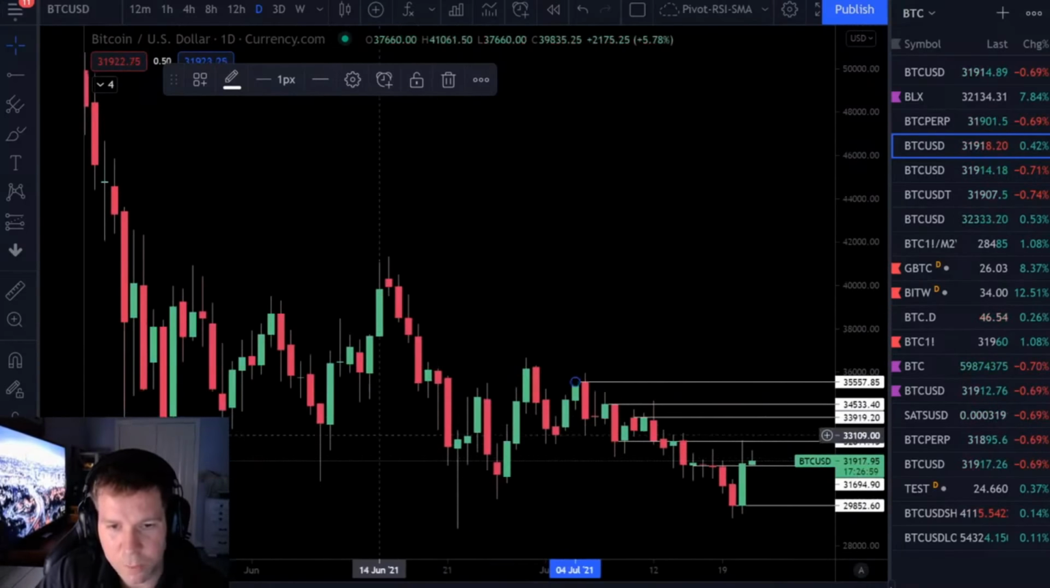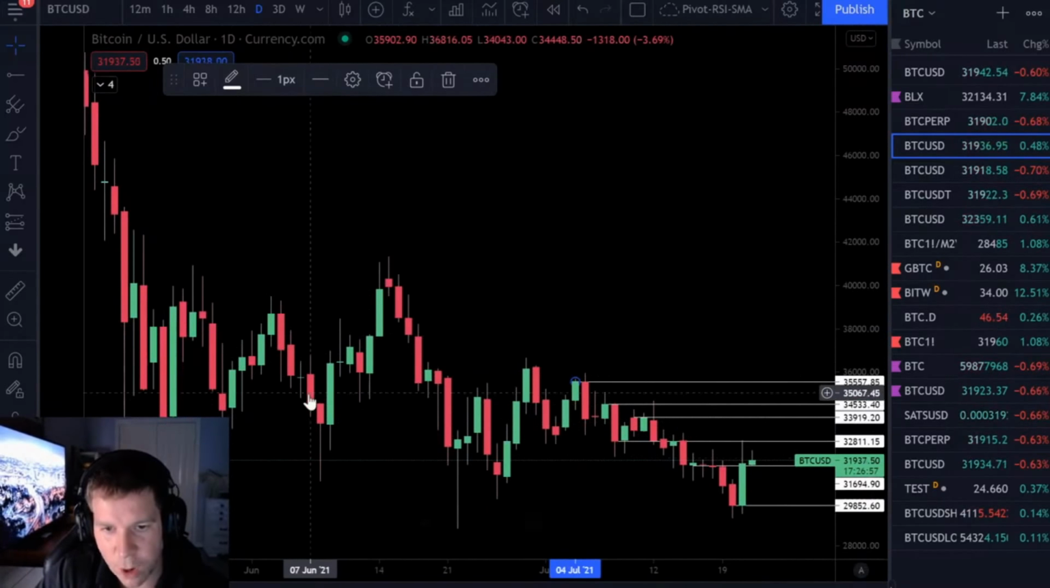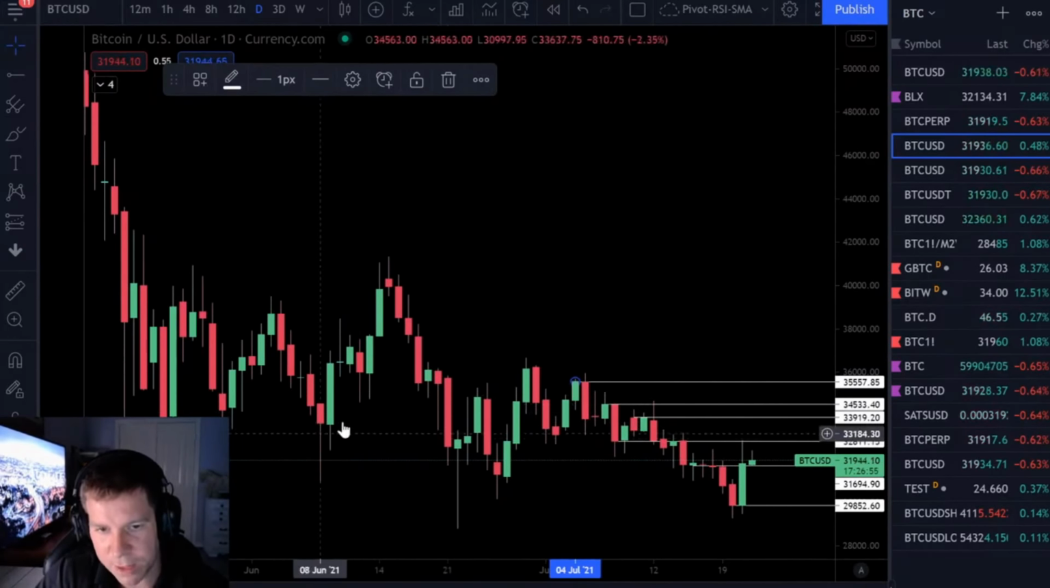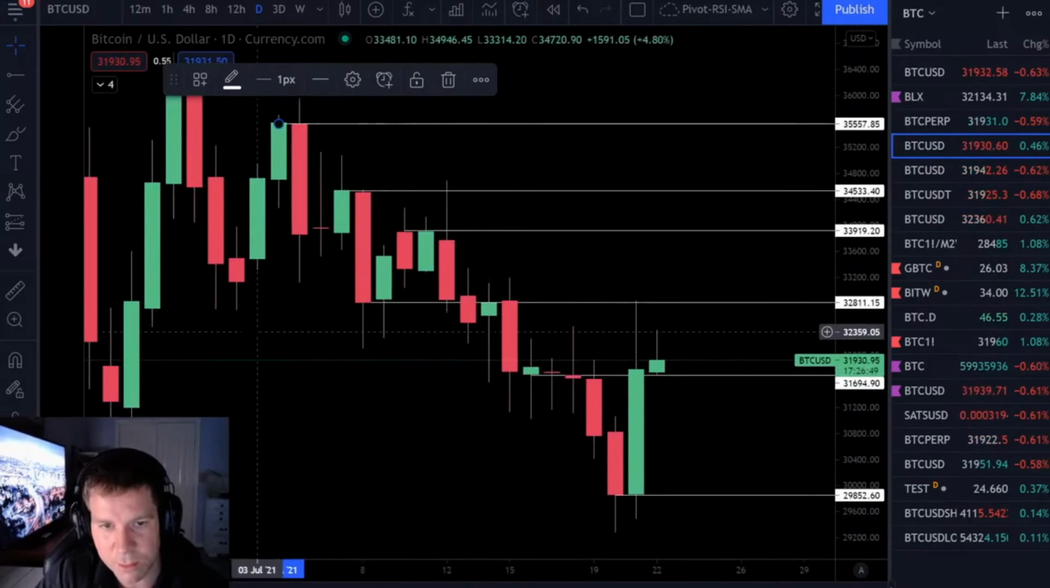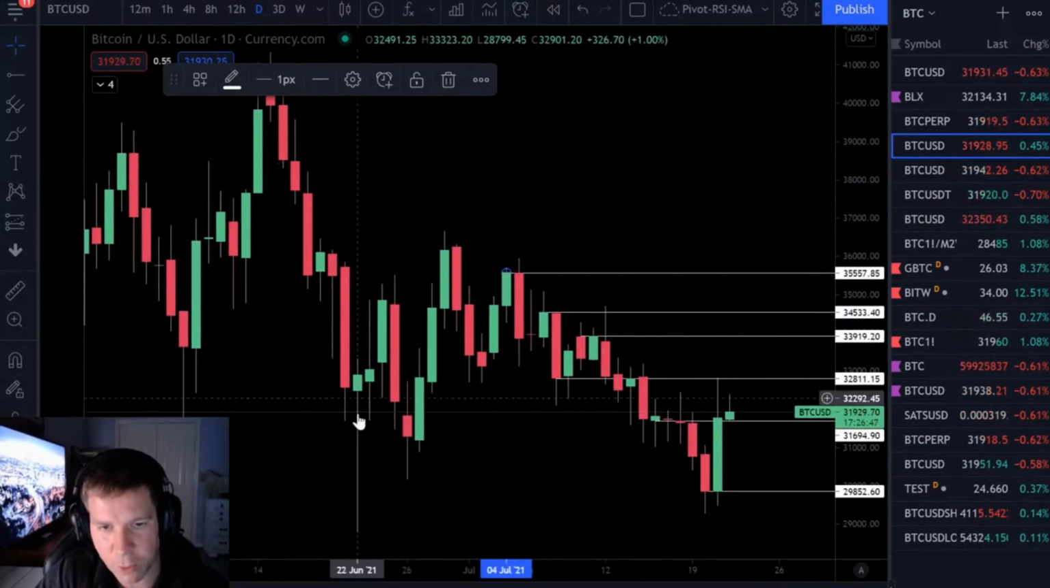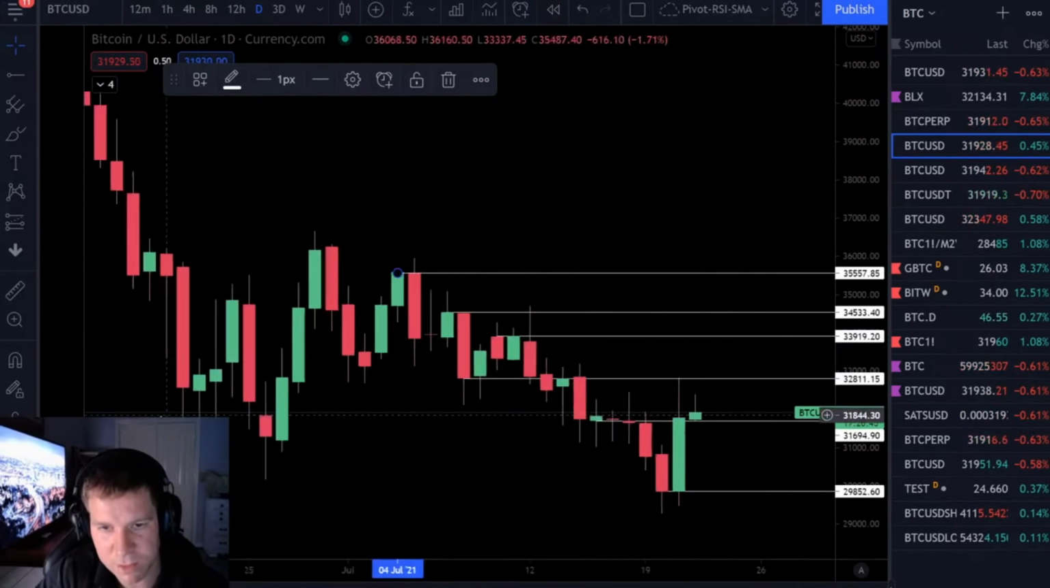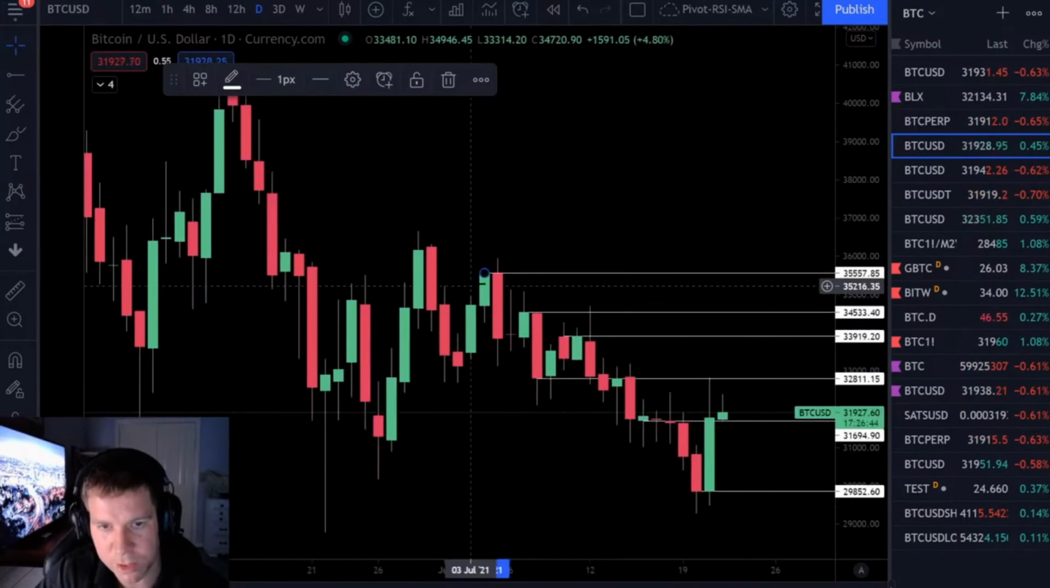Now you can go back in time. You can see the problem is that these are now going to be invalidated, because this big red candle blew through here. This is not valid anymore. We've had price action cut through these levels, so these levels we don't need to go back to. We only need to go back to fresh levels.